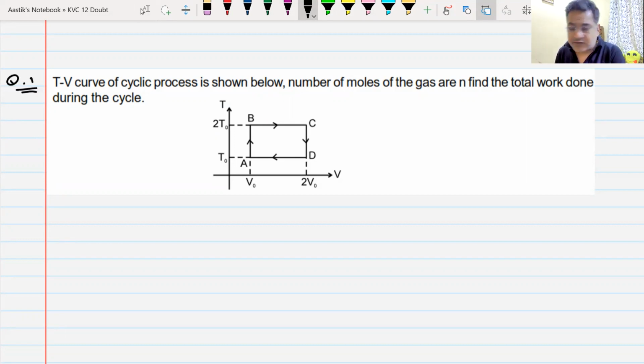Instead of a PV curve, this is a TV curve. The TV curve of a cyclic process is given below. If the number of moles of the gas is n, find the total work done by the gas during the cycle. So I'll give you 2 minutes to think about it.